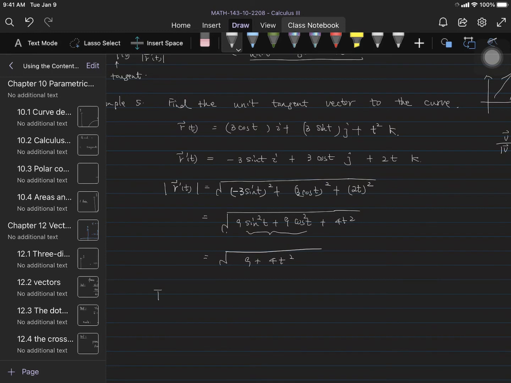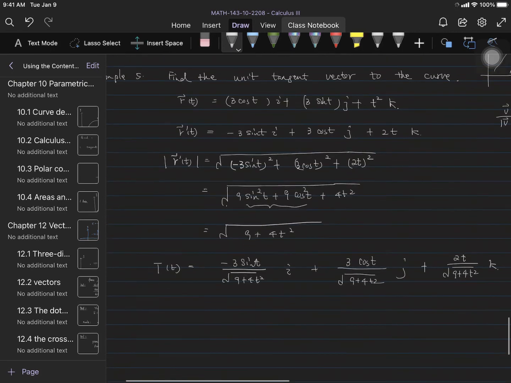So what is our unit tangent vector? Let's write down our T. We use r' divided by the length. So it should be negative 3 sine t divided by the square root of 9 plus 4t squared i, plus 3 cosine t divided by the length j, and here is 2t divided by the square root of 9 plus 4t squared k. Okay, this is the unit tangent vector.